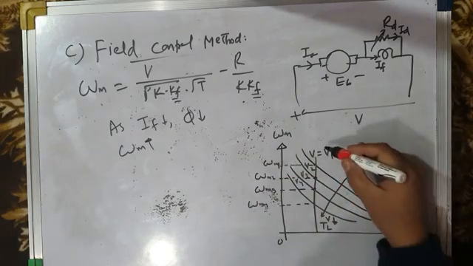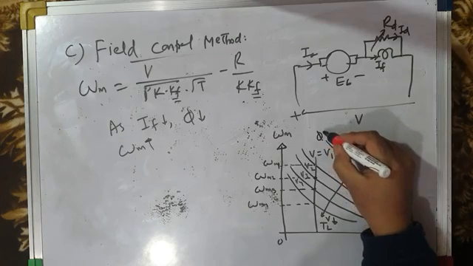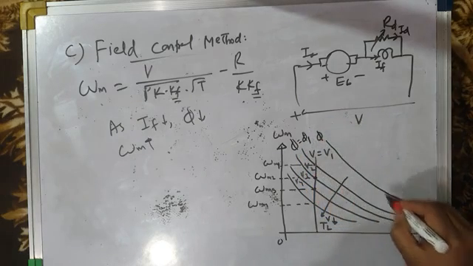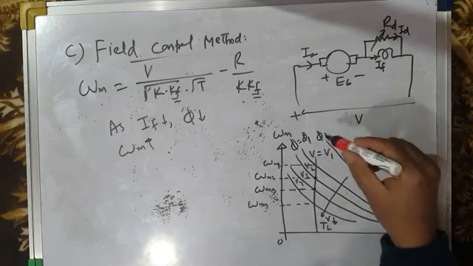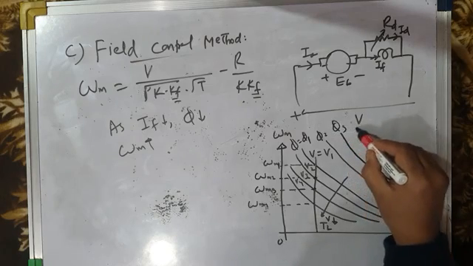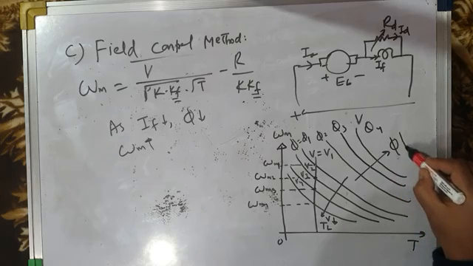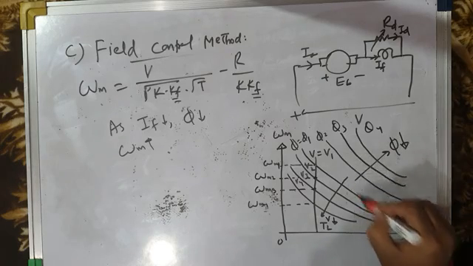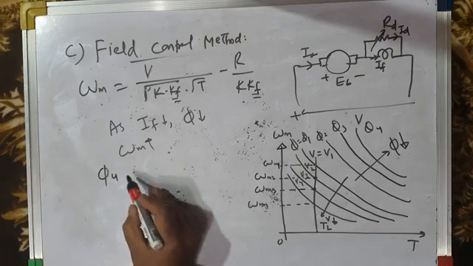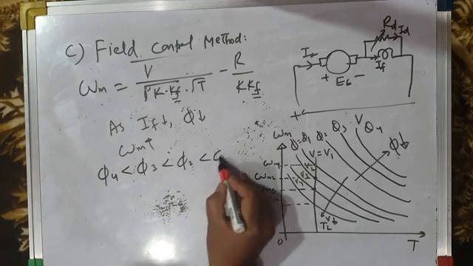I can show this on the same characteristic. This is the torque speed characteristic for phi equal to phi 1, the rated torque speed characteristic. This is for phi equal to phi 2, where phi 2 is less than phi 1. This is for phi equal to phi 3. This is for phi equal to phi 4. So what we are doing is reducing the flux in this direction. And as flux is reduced, the speed increases. So I can write that field flux phi 4 is less than flux phi 3, less than flux phi 2, less than flux phi 1.